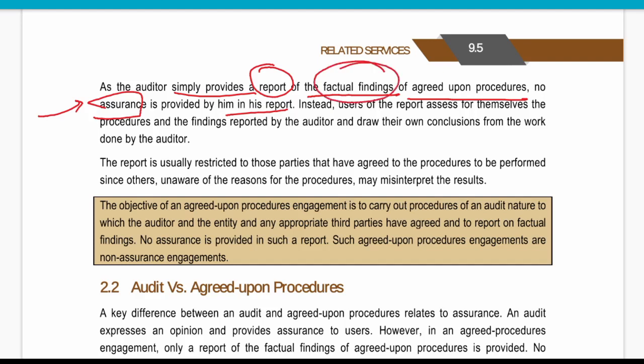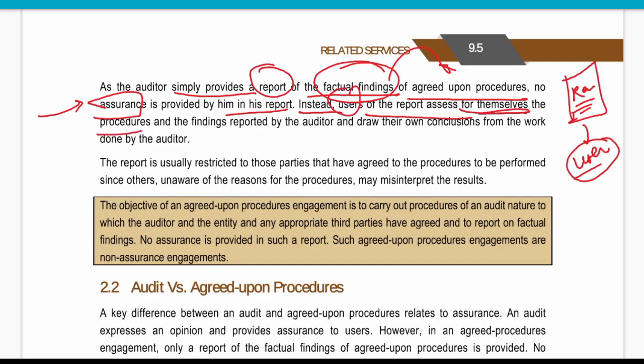Okay, on the factual findings by doing the agreed upon procedures. Instead, users of the report assess themselves. Okay, so the decision making power, the opinion making power is with the users. Okay, as a practitioner, you only need to provide a report, and on the report you mention only the facts. Okay, and then it will be used by the users, and it is the user to decide whether it is true and fair or not, whether it is correct or not, or whatever opinion they want to make over these things. Okay, so the users of the report assess the procedures and the findings of the report themselves and draw their own conclusion. Okay, from the work done by the auditor.